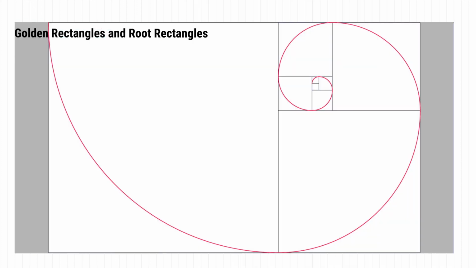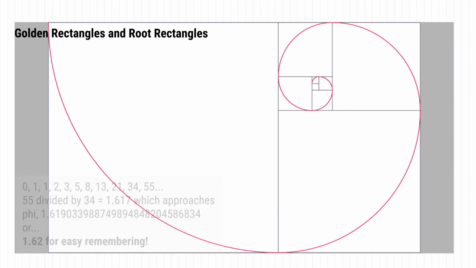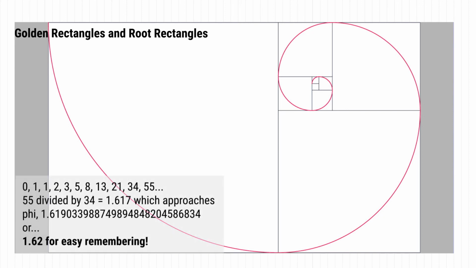Finally, let's talk about golden rectangles and root 2 rectangles. The golden rectangle, golden mean, golden section all pretty much refer to the same thing. It is based off the Fibonacci sequence, which creates a value of phi. The Fibonacci sequence is the sum of the last two numbers, which creates the next number.